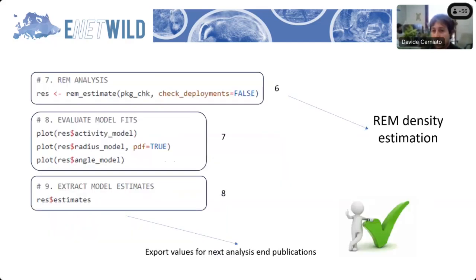Then there is the density estimation. With this automatic function, you can easily estimate density. That is the most important thing in this analysis. And then with the other part, we can evaluate model fits. You can evaluate all the single parameters from the REM model, the activity, the radius, and the angle, to see more deeply how these parameters are affecting the density. And then lastly, we can download the density estimation and all the parameters that are needed for the further analysis of the European Observatory. That is very important for the analysis and the publication of the reports.